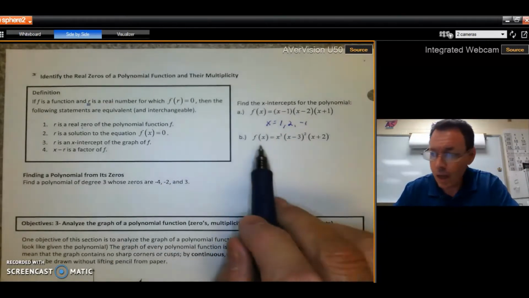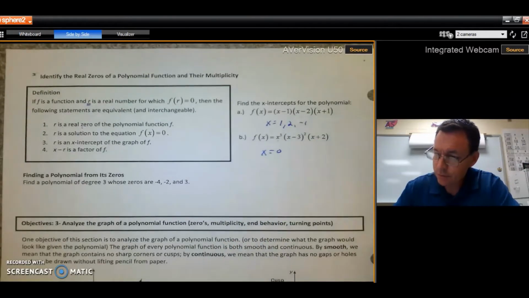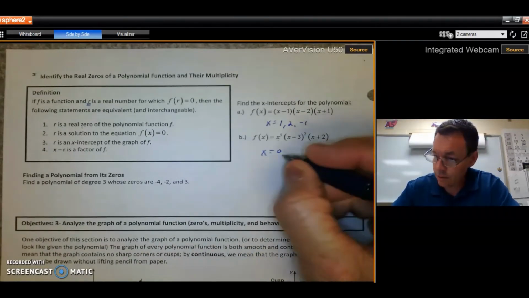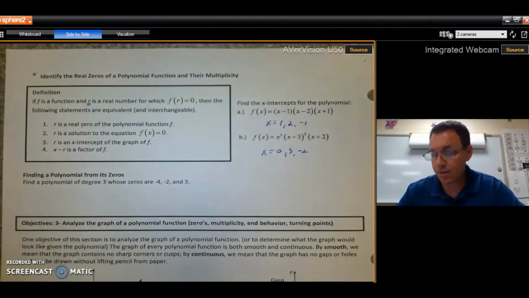Okay? For this one, x cubed, that's a 0. If you plug 0 in for x, it's going to wipe everything out. So 0, 3, and -2. Those are my zeros of that one, which are also my x-intercepts.